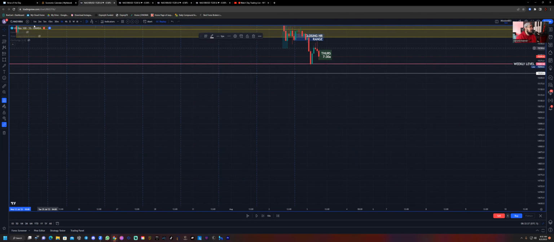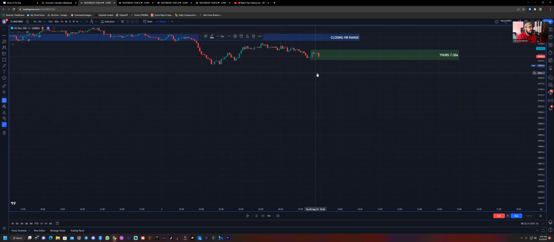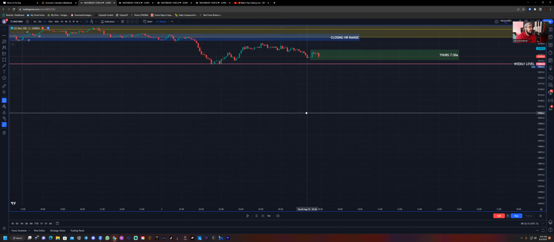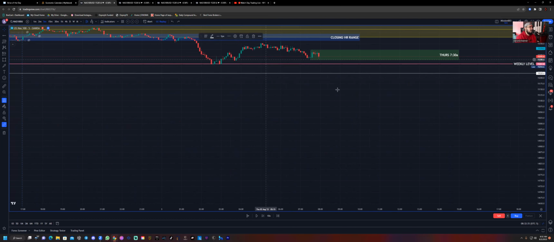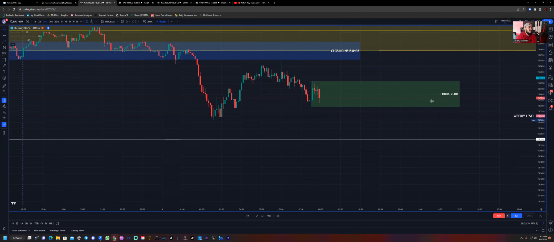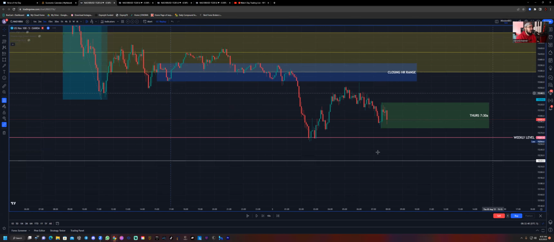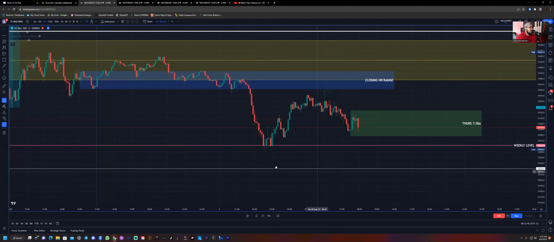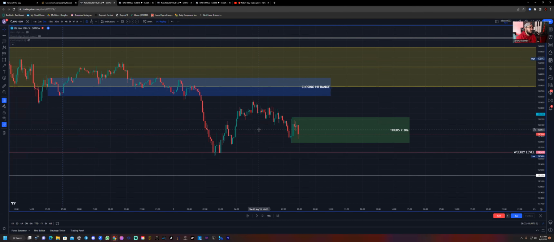All right. Let's go to, let's see, where am I? 5 minute. All right, cool. So I already got my 7:30 candle range. Whoops. I put that back. I already got my closing hour range. There's probably a gold bar down here somewhere that we could target, but we'll see how it reacts to these levels first.